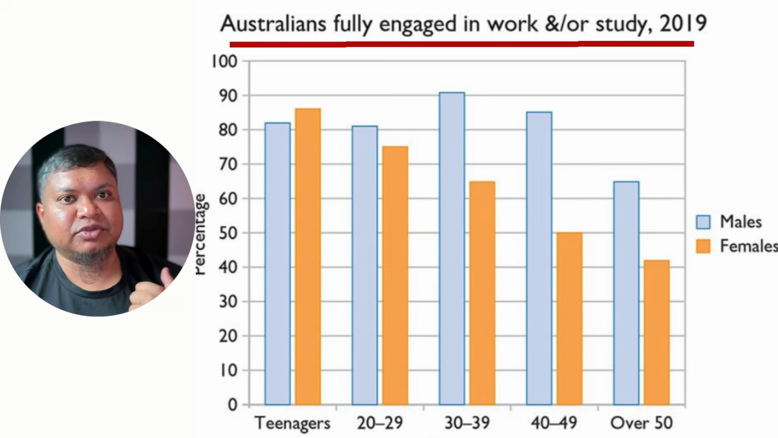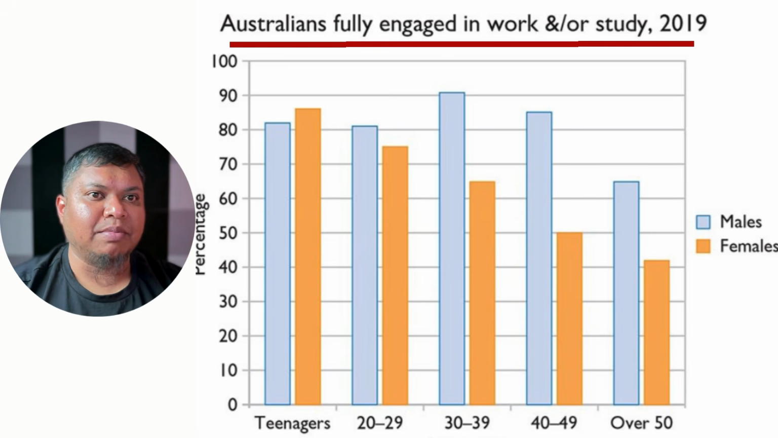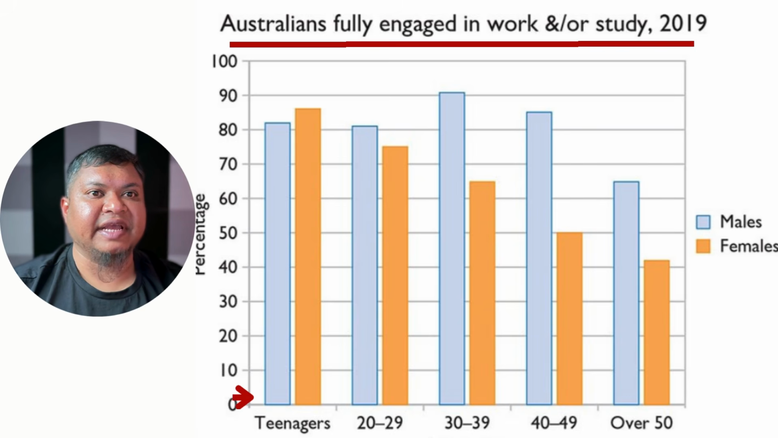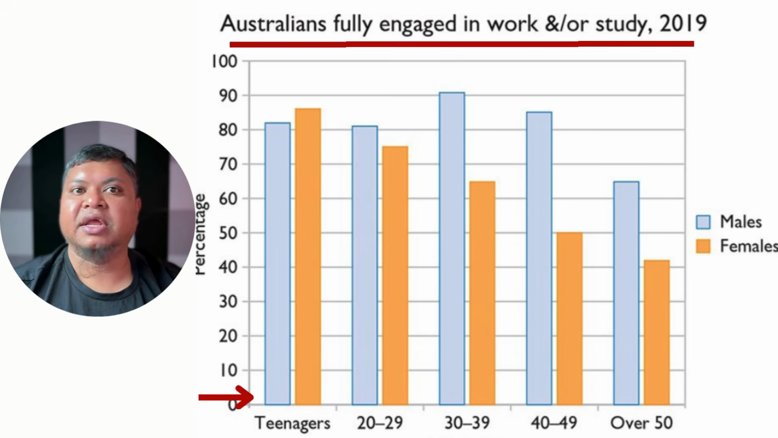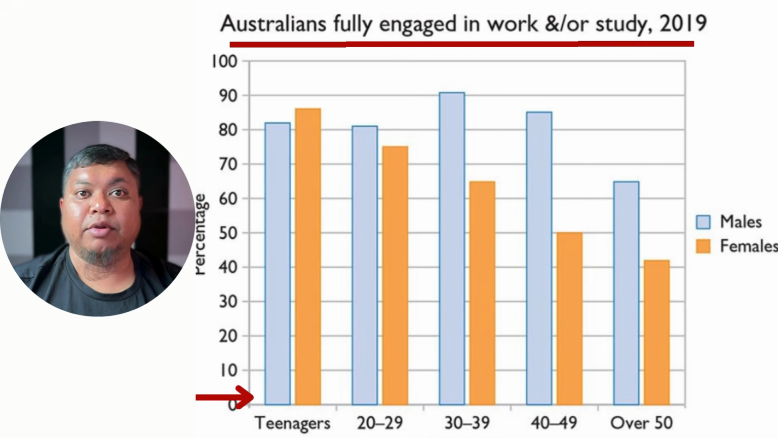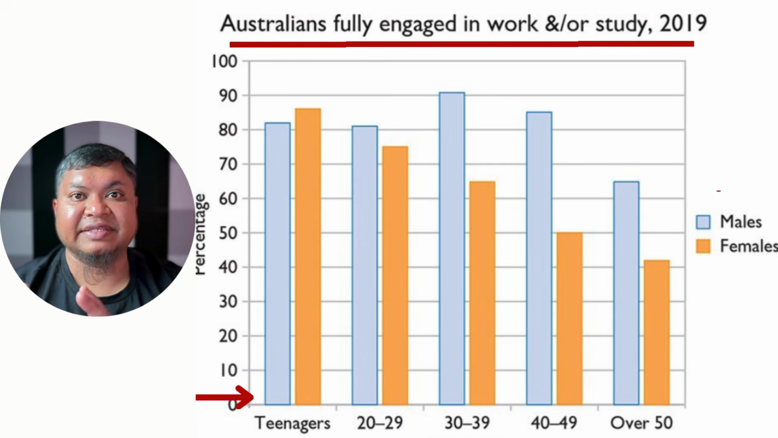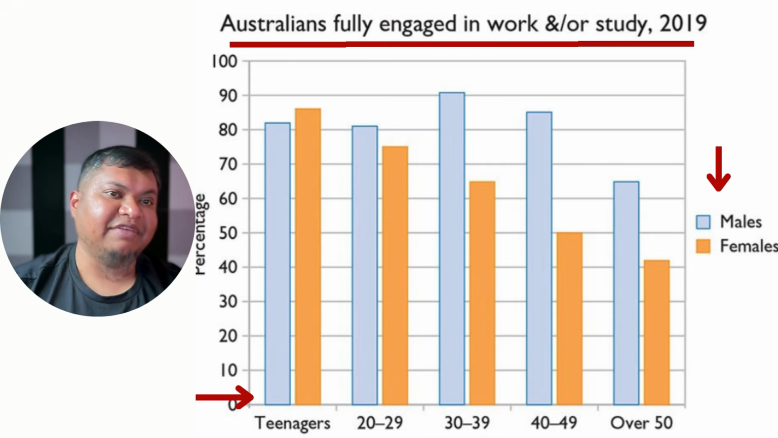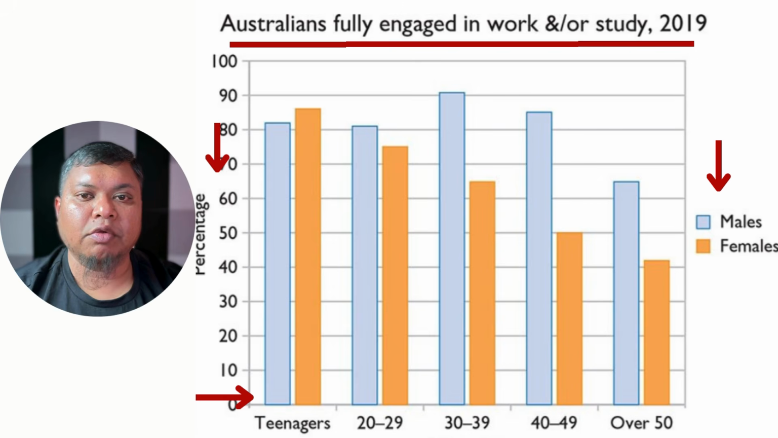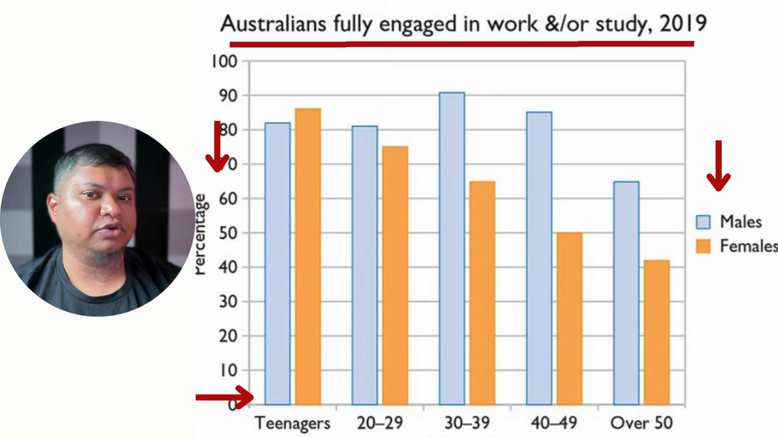Then the next thing that comes to my attention is what are the data levels here, right? I can see that there is one data level at the bottom, or you can say x-axis. It says teenagers, 20 to 29, 30 to 39, 40 to 49, over 50. It has a couple of other data levels, like on the right hand side you can see males and females, and on the left hand side it has percentages between 0 to 100. Obviously I'm not going to describe all of them when I answer my question, because I won't be able to repeat all of them.